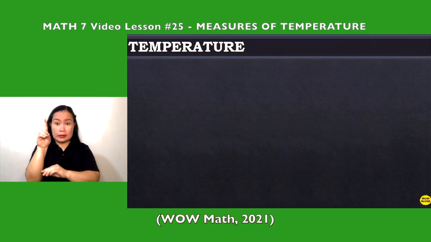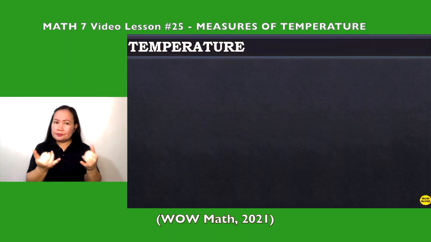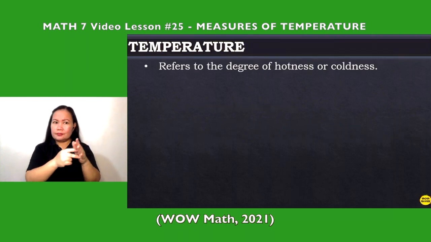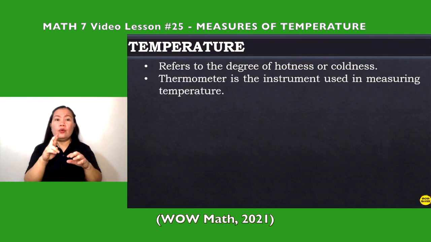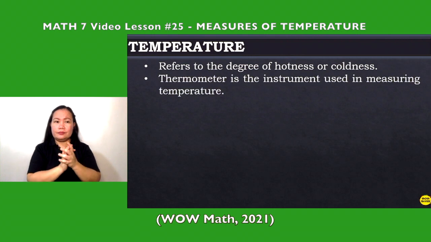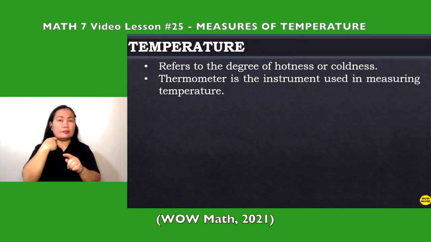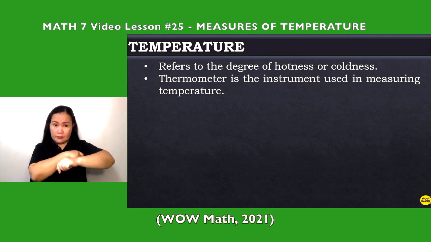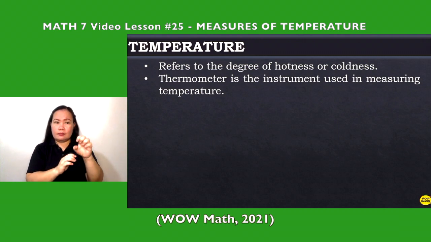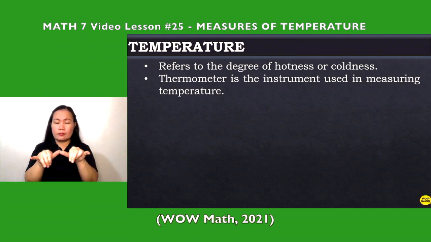So let us define first what is temperature. It refers to the degree of hotness or coldness. Thermometer is the instrument used in measuring temperature. So, we are using a thermometer in finding the temperature of the body heat or even the weather temperature. We use two kinds of thermometers, one for body temperature and one for weather temperature.